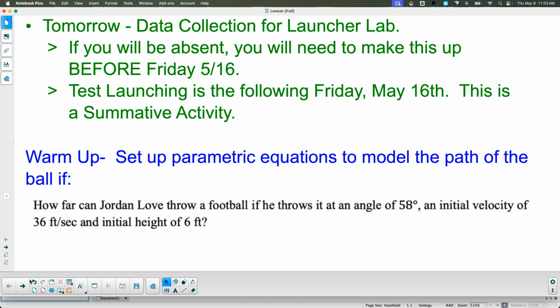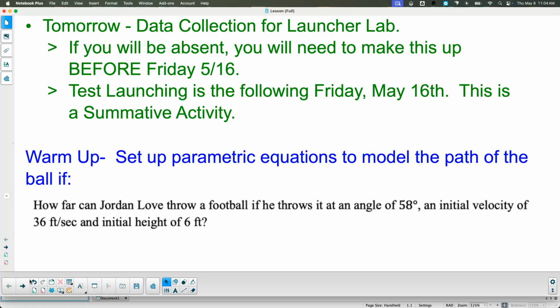Okay. If you are going to be absent, you need to make this up before the next week, Friday. Meaning you need to, and this is not just you copy somebody else's stuff. You have to come in and get that data from us. Okay? All right? That's one of those things.